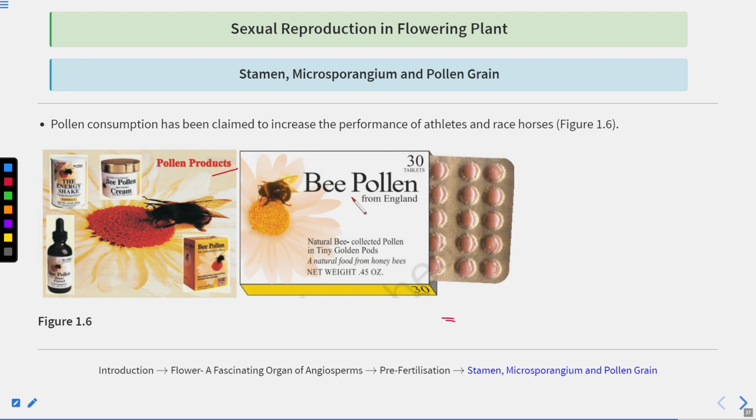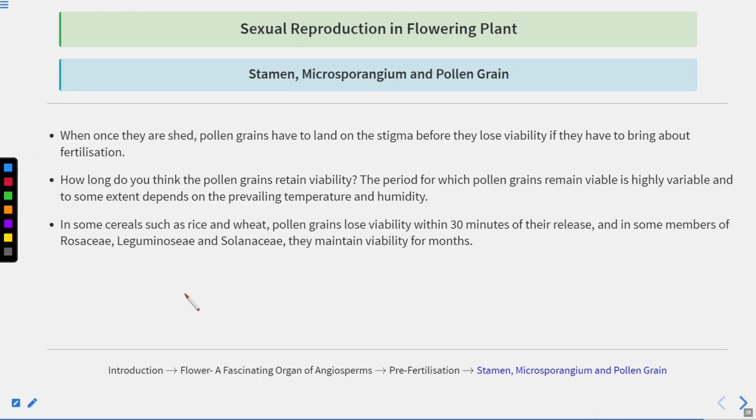Here, this is the bee pollen. Pollen consumption has been claimed to increase the performance of athletes as well as race horses. Both athletes and horses require a lot of nutrition, and this nutrition is available in these pollens. And these are the products you can see. Bee pollen, and some other pollen products. So these are obtained from the pollens.